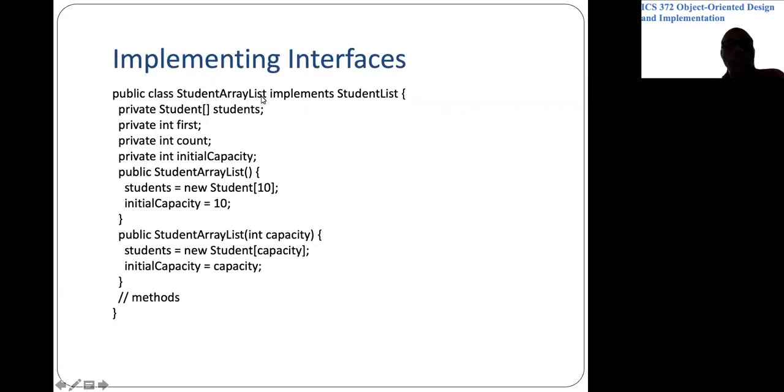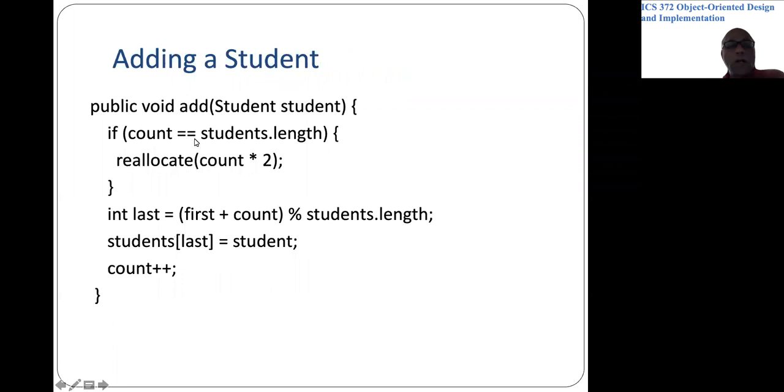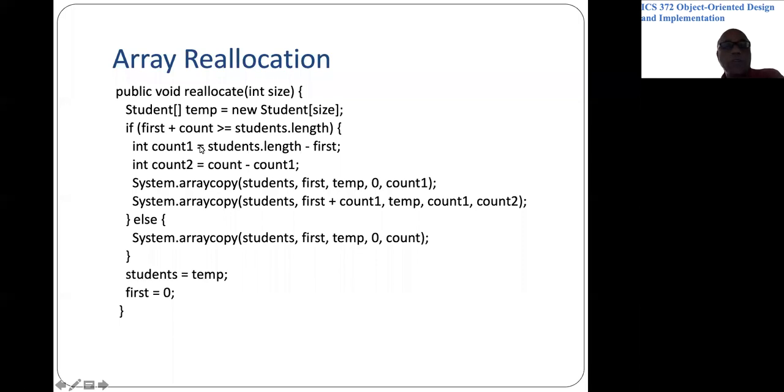That is here. Student array list implements student list. It has a different way of implementing things. And it has its own methods for doing things, right?